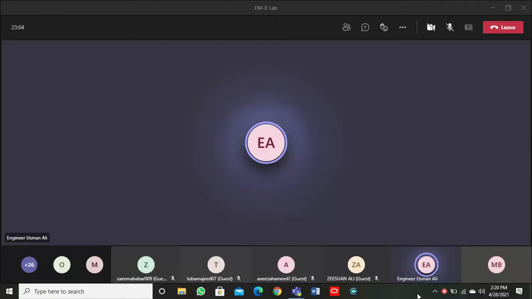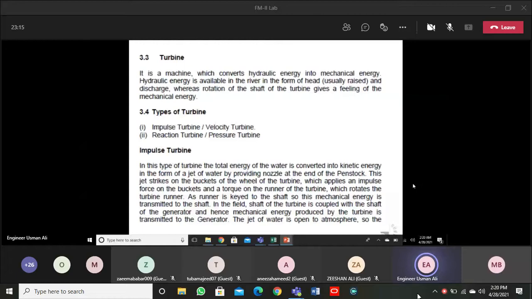So we have two types of turbines: the impulse turbine or velocity turbine, and the reaction turbine or pressure turbine. The impulse turbine is a type of turbine which converts the total energy of water into kinetic energy in the form of a jet of water by providing a nozzle at the end of the penstock. This jet strikes the buckets of the wheel of the turbine, which applies an impulse force on the buckets and a torque on the runner of the turbine. As a result, it rotates the turbine runner.